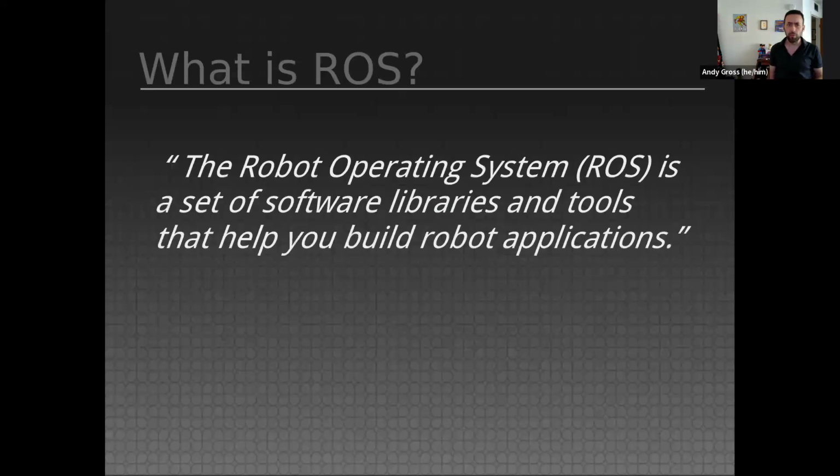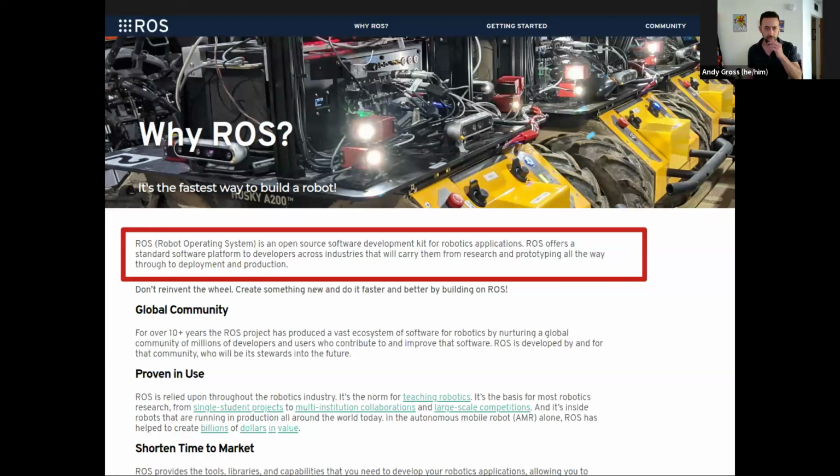The first thing it says on the website is that Robot Operating System is a set of software libraries and tools that help you build robot applications. Elsewhere on the website, it says ROS is an open-sourced software development kit for robotics applications. ROS offers a standard software platform to developers across industries that will carry them from research and prototyping all the way through deployment and production.